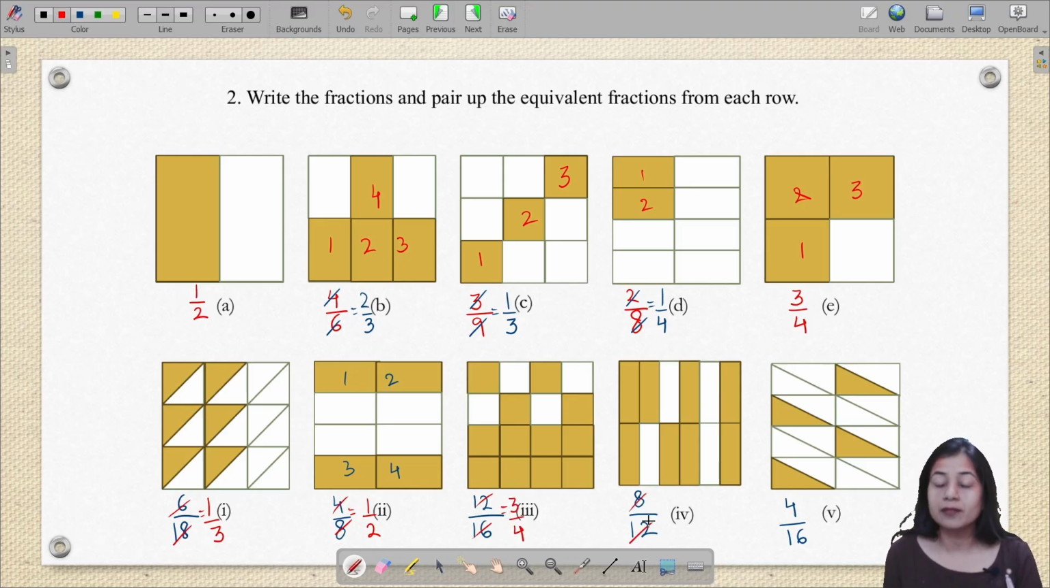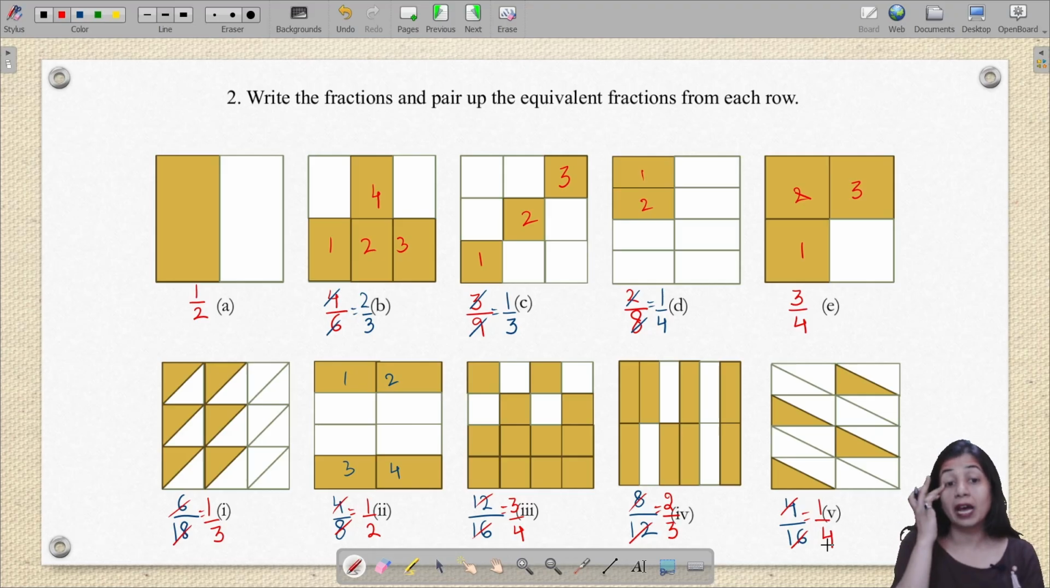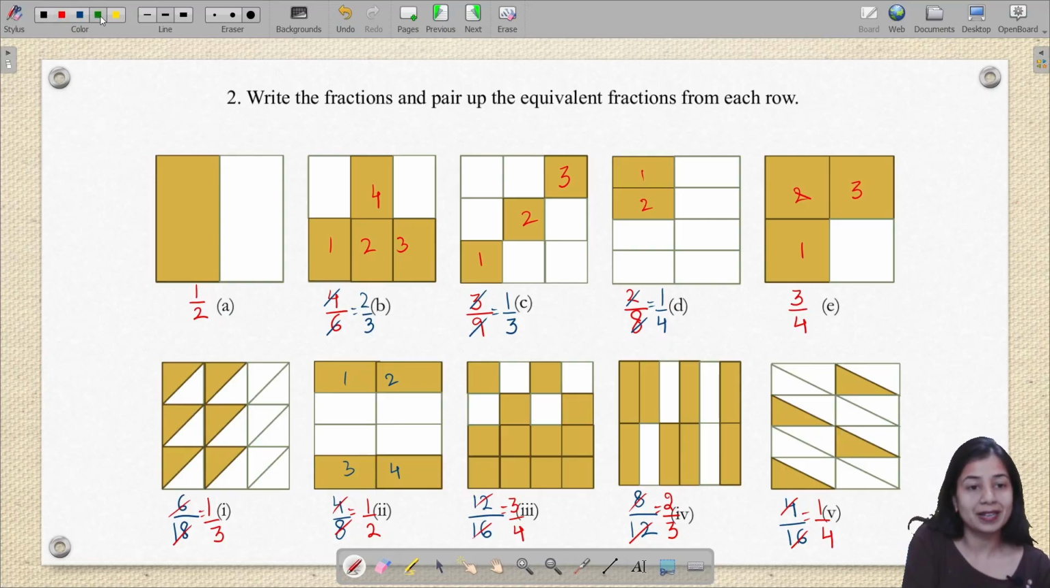8 and 12 are again divisible by 4, giving us 2 by 3. 4 and 16 are again divisible by 4, giving us 1 by 4. Right? So now we have the lowest form of the fractions for these figures. Now we have to do the last thing, that is pair them up. So let's do the matching part.